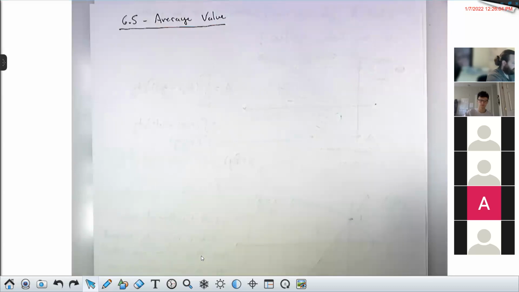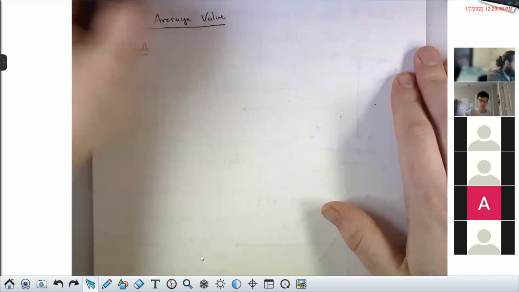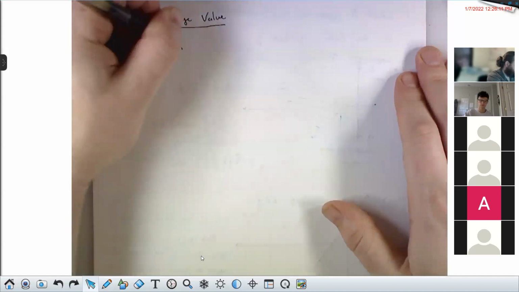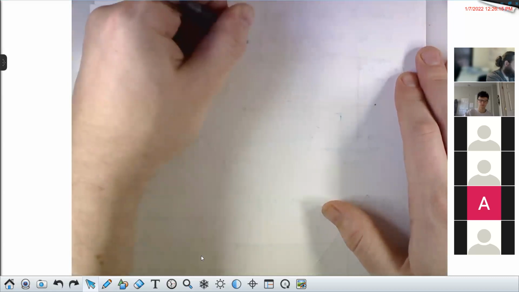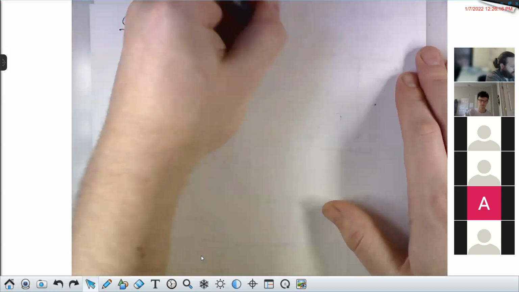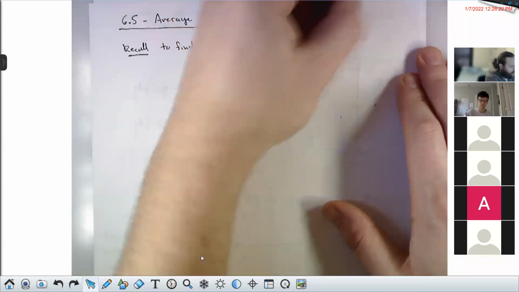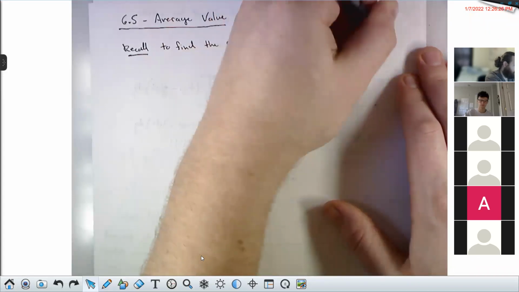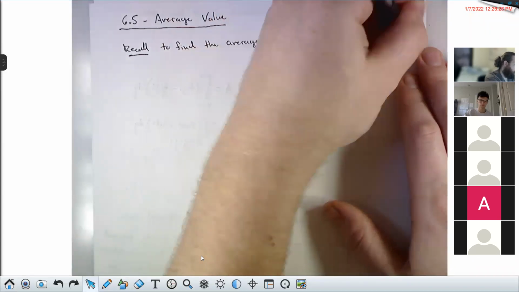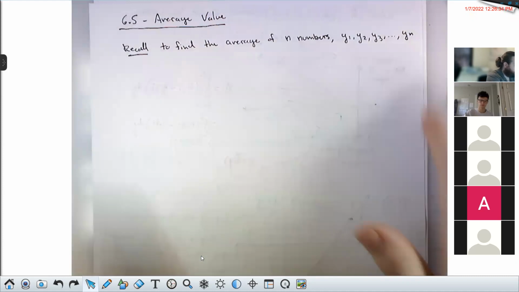It comes from this. So I'll begin by saying, recall, to find the average of n numbers, call them y1, y2, y3, out to yn. So each one of these things is just a number. I want to average them.